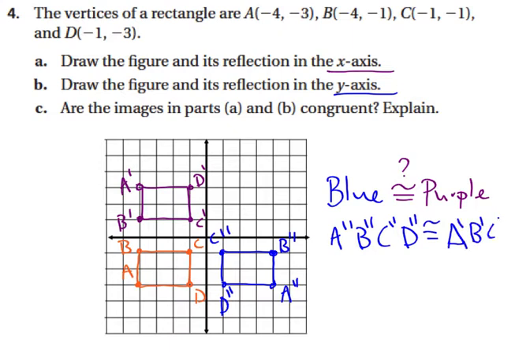Okay, this actually kind of is the transitive property of congruence. If you have two figures that are both congruent to another figure, then they're congruent to each other. Both of these are congruent to the red rectangle, so they are congruent to each other. Yes. Okay.